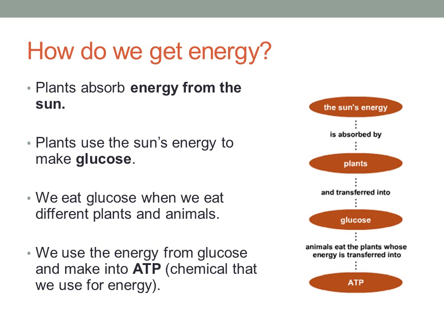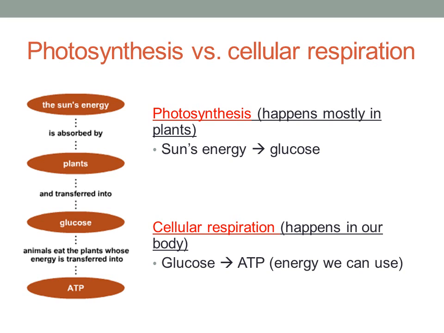So we start at the sun. The plants absorb the sun's energy to make glucose. We eat that glucose and then we turn it into ATP, which is a chemical that we can use for energy. In this whole process, we have two different processes going on. The first is photosynthesis. Photosynthesis happens mostly in plants, where we take the sun's energy and make it into glucose. Cellular respiration happens in our bodies. That's when we eat that glucose, it comes into our body, and we make it into ATP, which is a form of energy that we can actually use. So photosynthesis is the making of glucose. Cellular respiration is us making ATP from glucose so that we can gain energy.